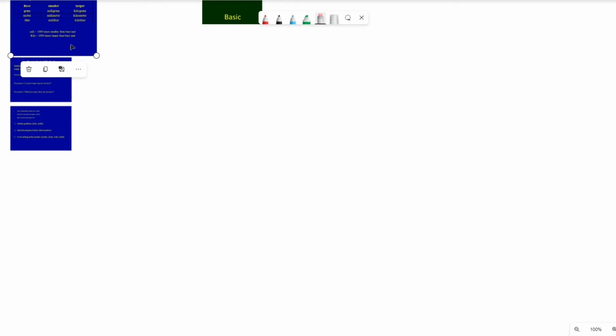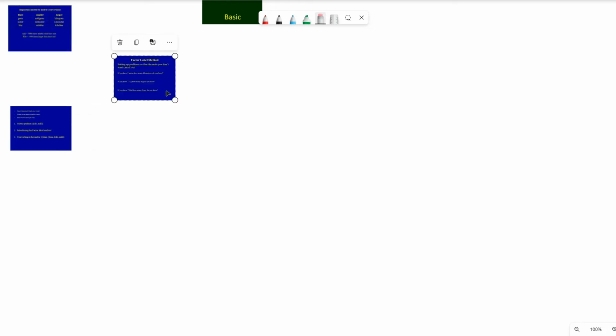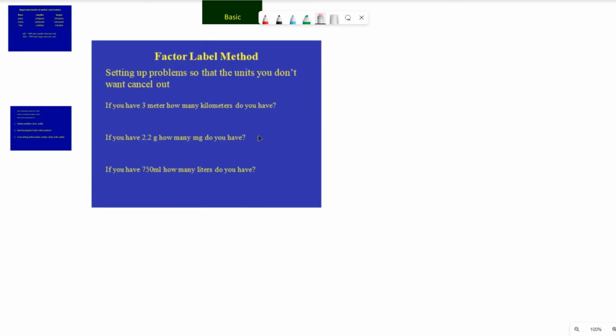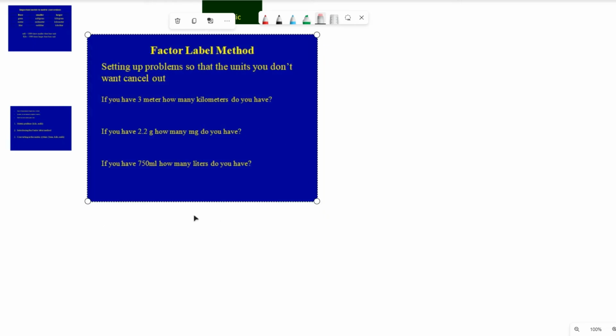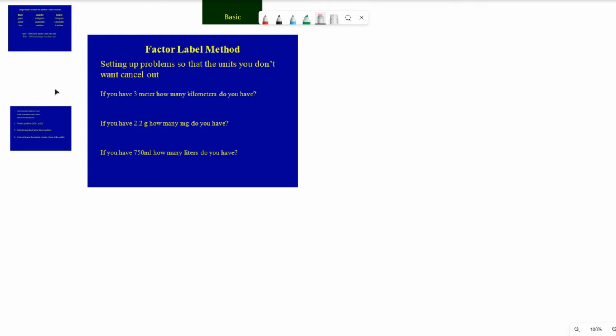So let's take a look at this factor label method and take a look at doing some basic conversions in the metric system, so that we can go from one of the base units, either the meter, the liter, or the gram, and then convert to millis or kilos. So I have 3 sample problems here, and these are relatively simple problems. The reason these are considered simple is they're really only one step because you're starting with the base unit, either a meter or a gram, or you're ending with the base unit. Here you're ending with liters. And then you only have one non-base unit involved in the problem. Here it's a kilometer, here it's a milligram, and here it's a milliliter.